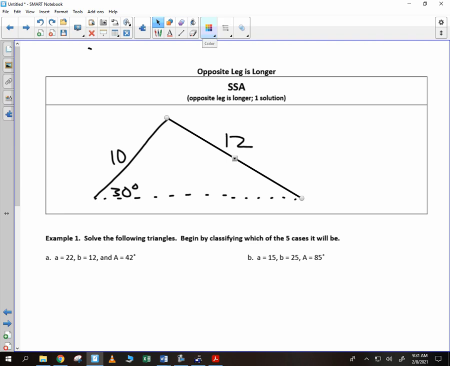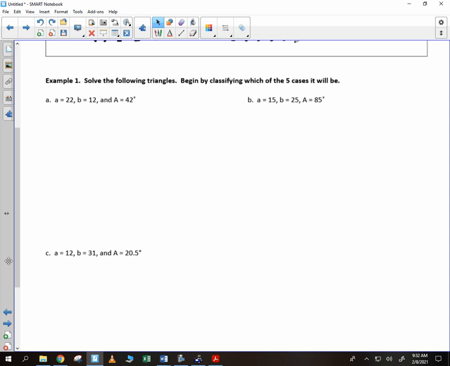If I grab that side and do the whole pendulum thing and swing it over here, it doesn't connect with the other side, does it? It doesn't. So that's why if the side opposite is longer than the other given side, you just have the one solution. So our goal today is to be able to diagnose those three situations and work it out. So we try 3 problems.